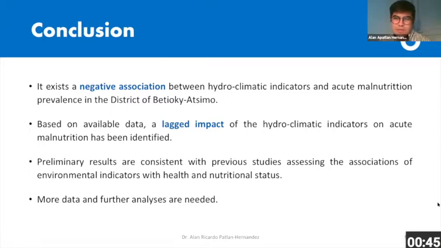To explore the next indicators and explore this association more, we will perform more robust analysis, including indicators on climate-sensitive diseases, as I mentioned, and complementary hydro-climatic and nutritional indicators, not only this time from BUET, but from the 8 districts in southwestern Madagascar that are currently facing the same drought situation. So thank you very much.